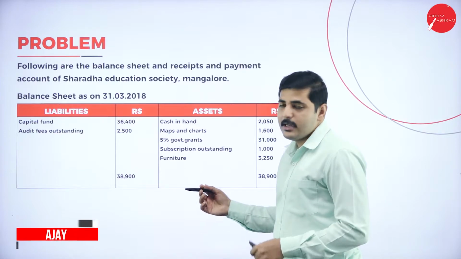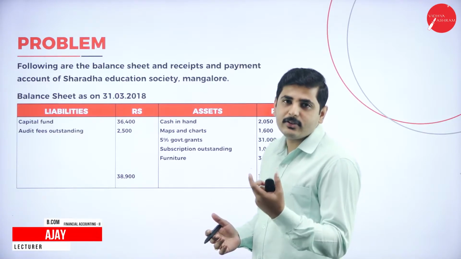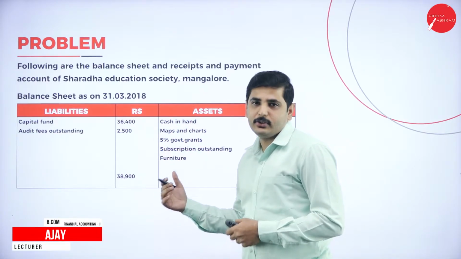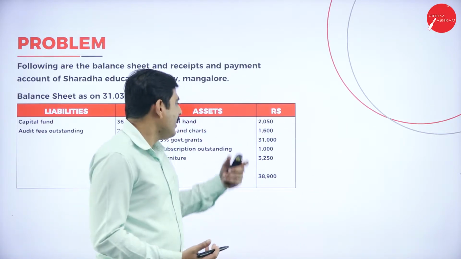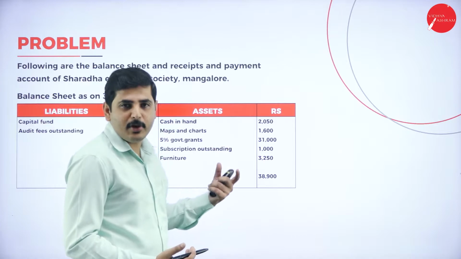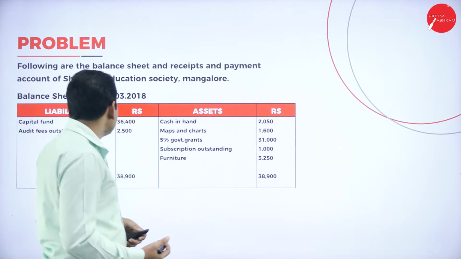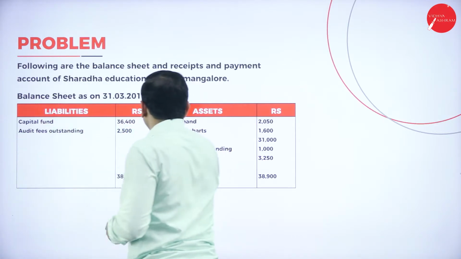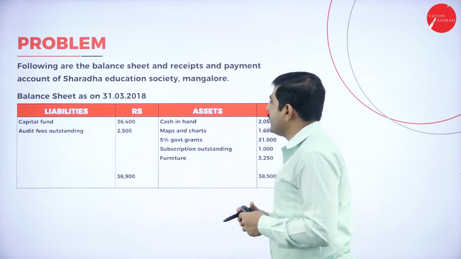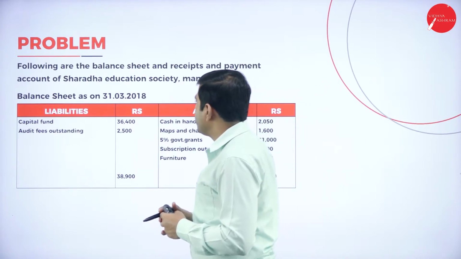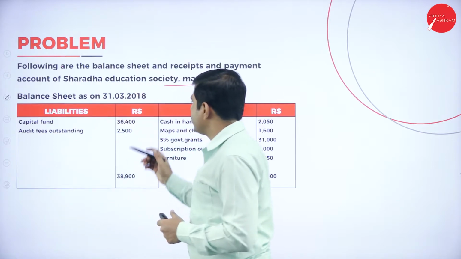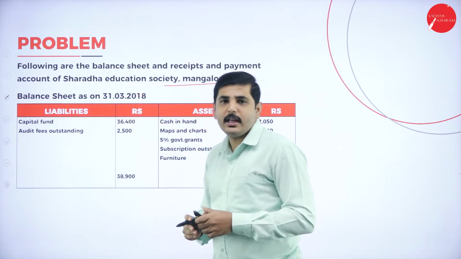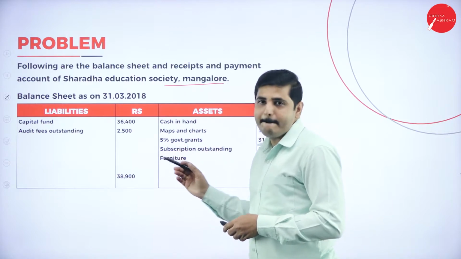Now let's go to the problem here. So here we will solve with balance sheet. This type of problem we have solved in the second PUC also, and here also we are going to solve the same type of problem with some different adjustments. Following is the balance sheet and receipt and payment account of Sharda Education Society, Mangalore. Balance sheet as on 31st March 2018.